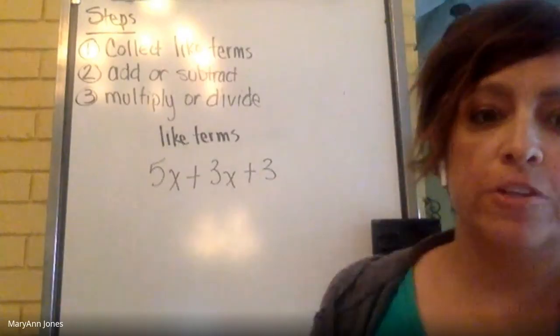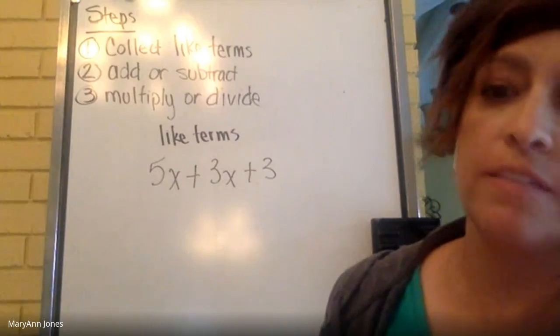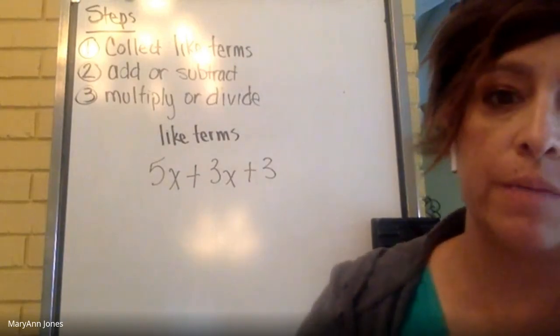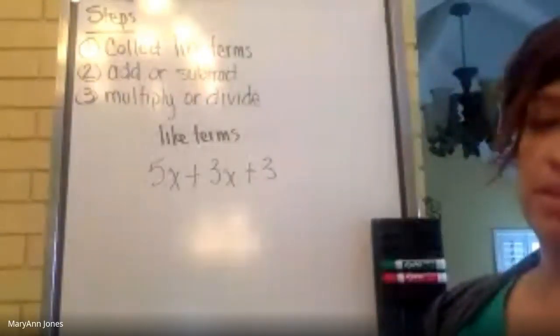Okay, what I'd like for you to do is collect the like terms real quick. Then I'm going to ask somebody for the answer. Can't see? You can't see? Is something in the way? Oh, there you go. 5x plus 3x plus 3. There. Okay.